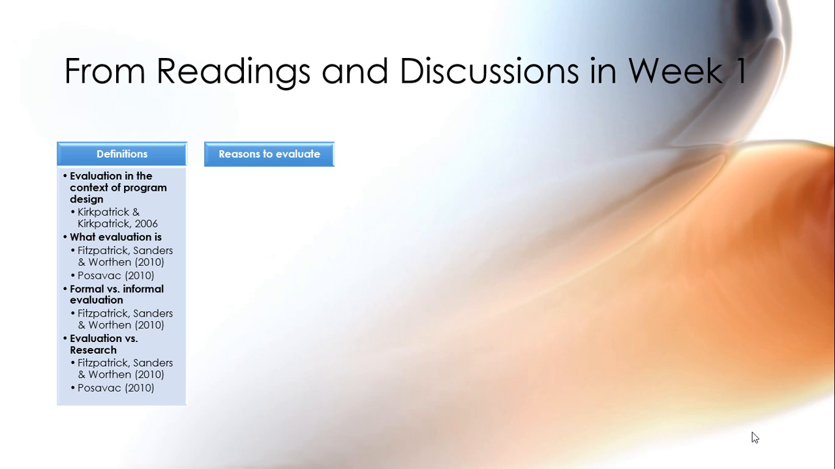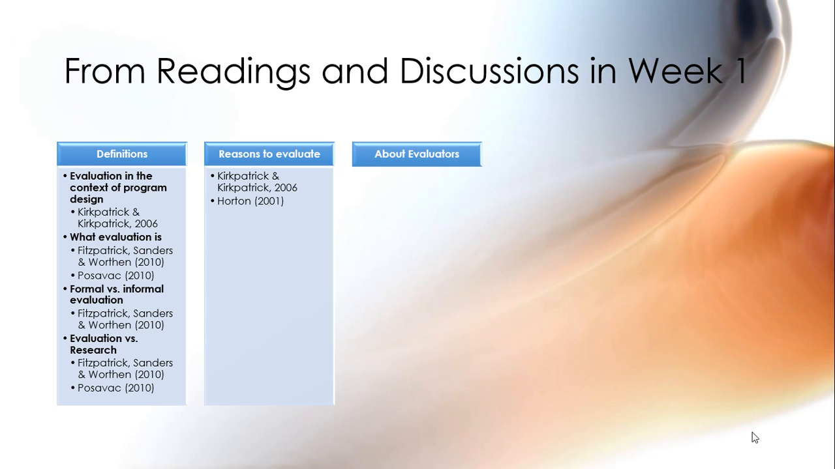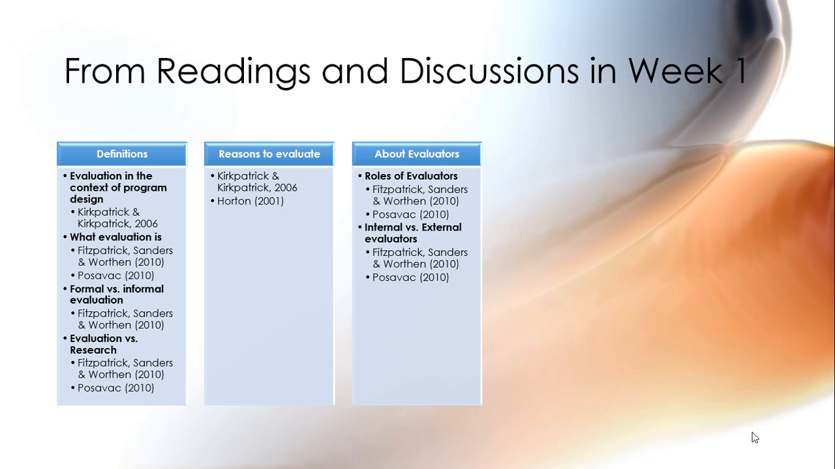Another thing that you learned this week was related to reasons to evaluate. And both Kirkpatrick and also Horton provided quite a few different reasons for you to think of when you're trying to justify your evaluation efforts. We also looked at evaluators and, for example, things like their roles, and that came from a discussion from Fitzpatrick, Sanders, and Worthen, and also Posavac. But these two authors also talked about the difference between internal and external evaluators.